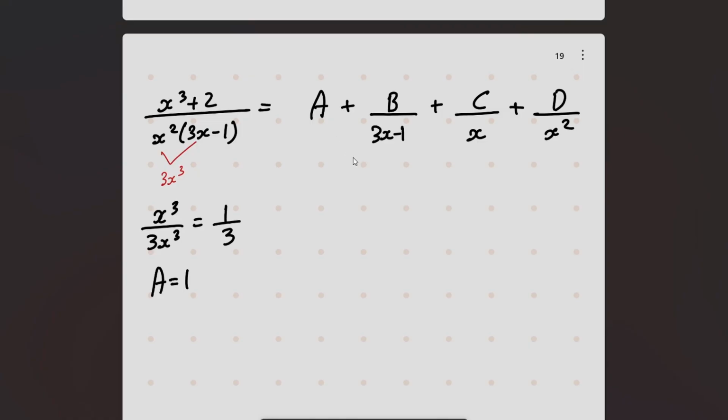So now you're going to multiply both sides with x squared times 3x minus 1. So you're going to be getting x cubed plus 2 equal.